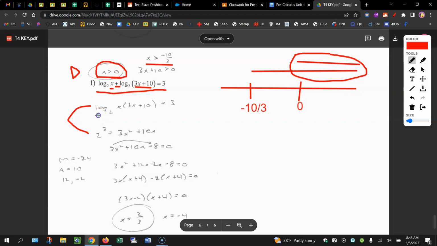And the way that you do that, log means exponent. So the exponent is 3. The base is 2. So 2 to the third equals, and then you're just going to use the distributive property. 2 cubed is 8. We're going to subtract that from both sides.